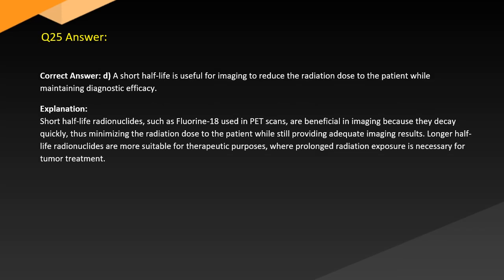Answer. Correct answer: D. A short half-life is useful for imaging to reduce the radiation dose to the patient while maintaining diagnostic efficacy. Explanation. Short half-life radionuclides, such as fluorine-18 used in PET scans, are beneficial in imaging because they decay quickly, thus minimizing the radiation dose to the patient while still providing adequate imaging results. Longer half-life radionuclides are more suitable for therapeutic purposes, where prolonged radiation exposure is necessary for tumor treatment.